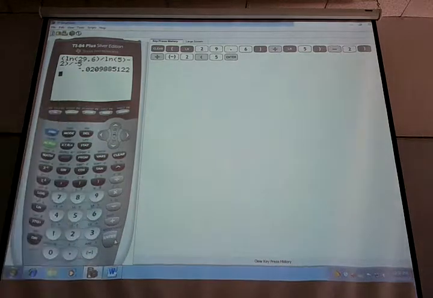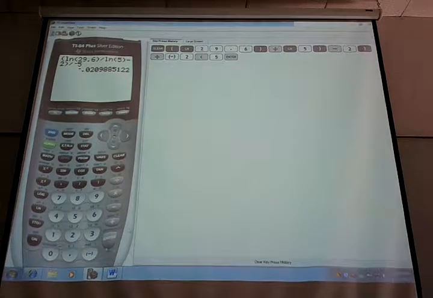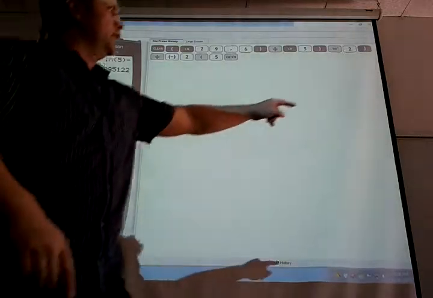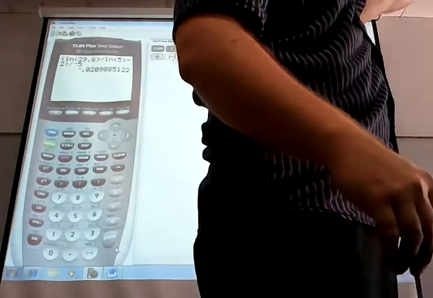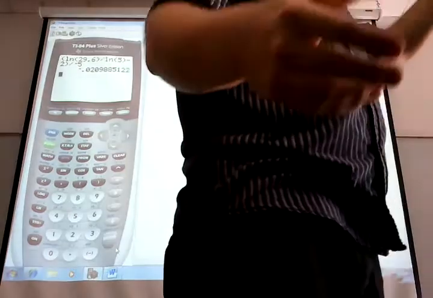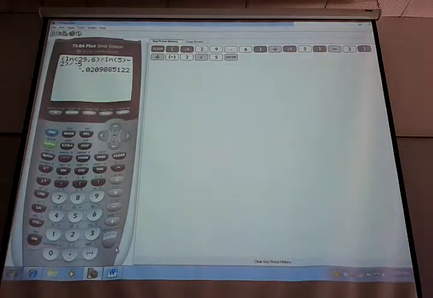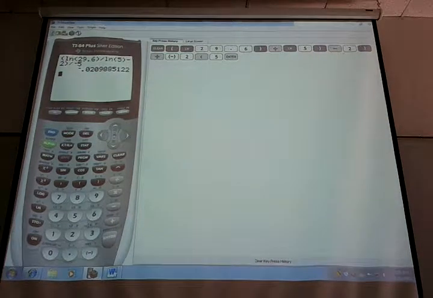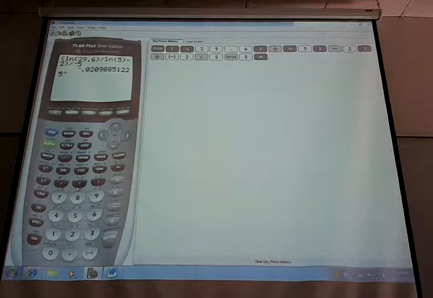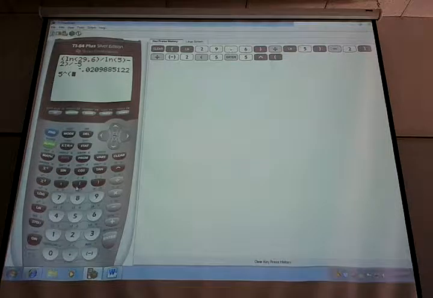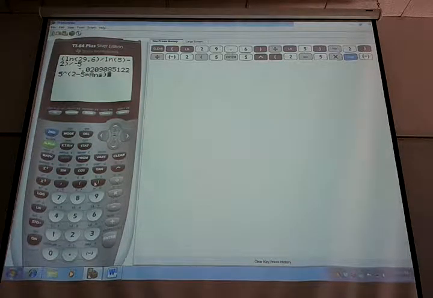Now here's a really cool way to check yourself. If you take this and raise 5 to the 2 minus 5 times that, what should my answer be? 29.6. And if it is, that's true. So I would take 5 to the 2 minus 5 times the answer. Crazy, doesn't it?